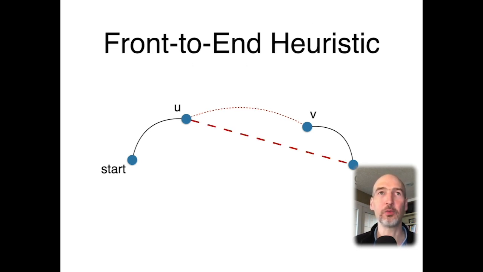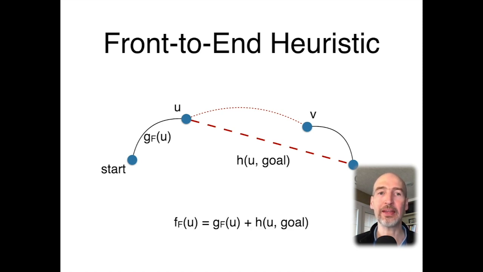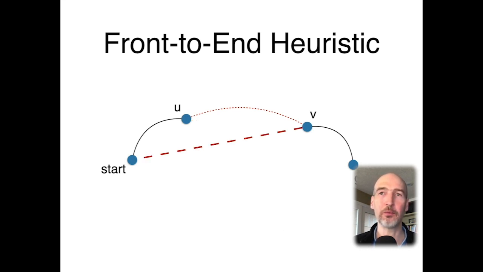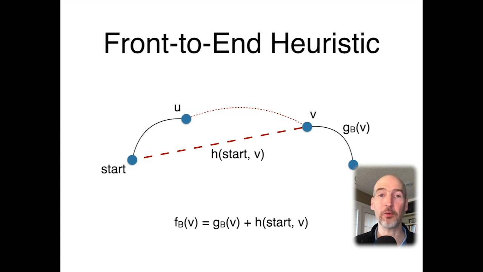What we do have is an estimate of the path from U to the goal, which is our front-to-end heuristic. So we have g_F of U, which is the forward g cost to get to U, and then we have h of U to the goal, which is the estimate of the cost from U to the goal. And so that gives us an f forward, which is the estimate of the forward cost of the solution that goes from start to U, U to V, and V to the goal. Now we can do this backwards, and we do the same thing. We have a backwards g cost of V. We have an estimate from V to the start, and this gives us an estimate of the backwards f cost.